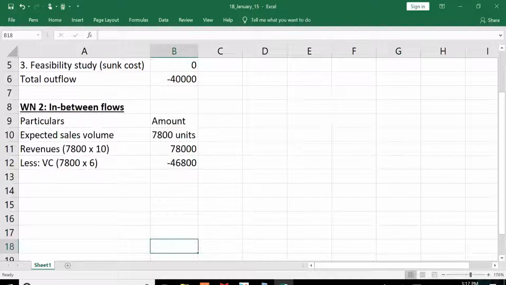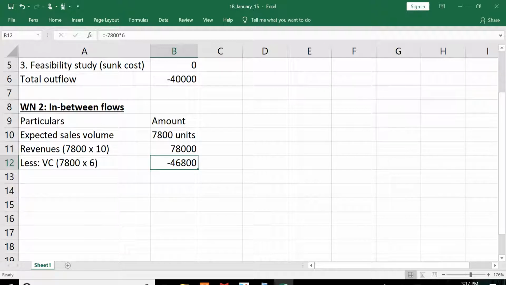We could have directly written contribution also. I could have done into 4 and written contribution. Variable cost is 7,800 into 6. Any doubts on this? Okay.